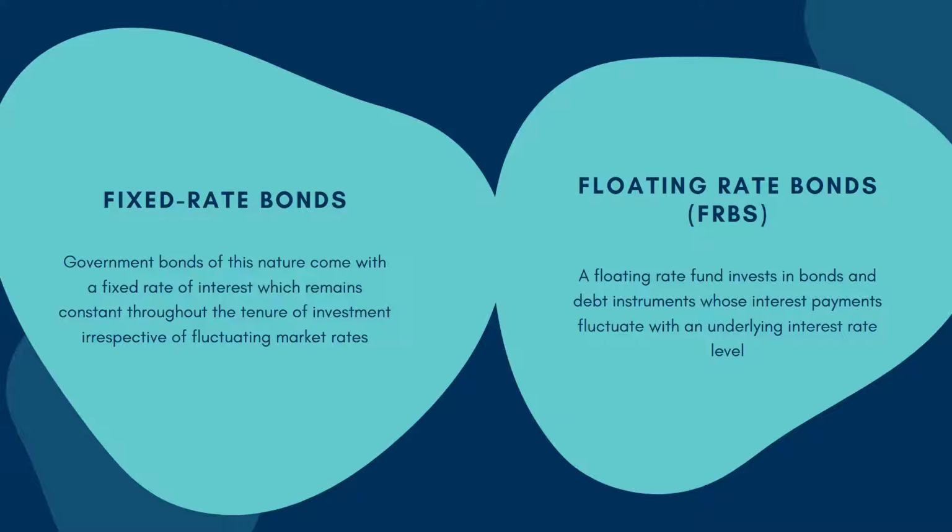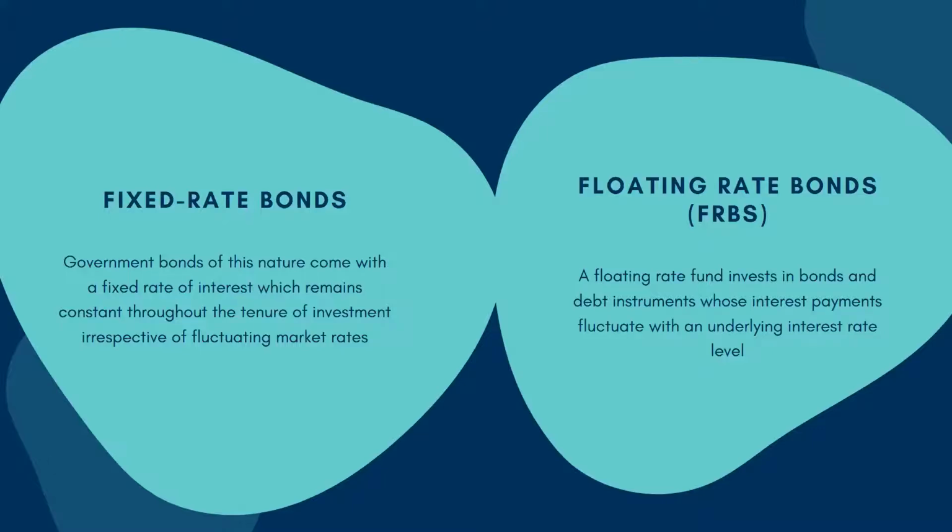The first one is the fixed rate bonds. What are fixed rate bonds? Fixed rate bonds carry a fixed rate of interest which remains constant throughout the tenure of investment, irrespective of the fluctuating market rates. So the interest will remain stable in spite of the market fluctuations. An investor can invest in fixed rate bonds as there is very little risk, since the interest rate will be constant.